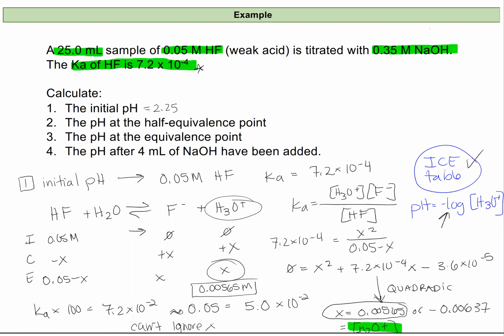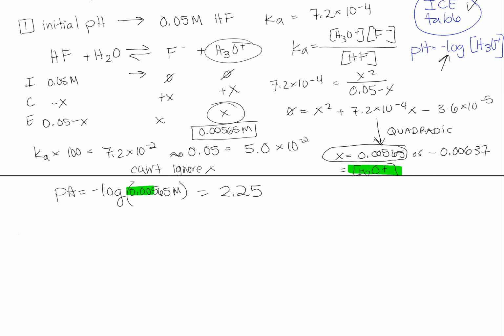Now let's look at number 2. That's asking us, what is the pH at the half equivalence point? So what is that half equivalence point? So in our titration curve, we have our equivalence point where the number of moles of our base that's been added is equal to the moles of our hydrofluoric acid that we had around. And so that means all of our HF converts into, or is neutralized into F minus.